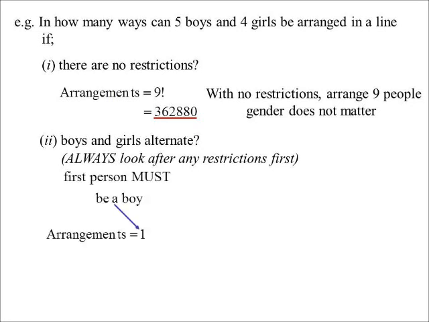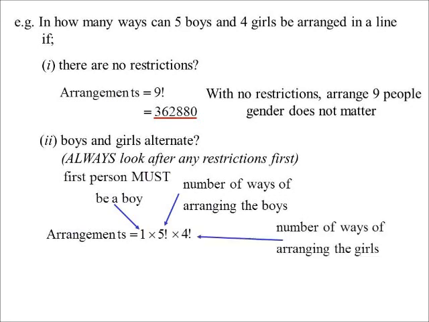The first object must be a boy. Because if I start with a girl, I'm not going to be able to alternate because I'm going to run out of girls. I'll be left with 2 boys. So that's no good. So the first person must be a boy. So in other words, there's only one possibility that can go first, it has to be a boy. Now I'm going to arrange the boys, just the boys. There's five of them, five factorial ways of doing it. Now I'm going to arrange the girls. There's four factorial. And that's all I need to do, because once I've arranged the girls, I can just slot them in between the boys. So you've got your alternating pattern.